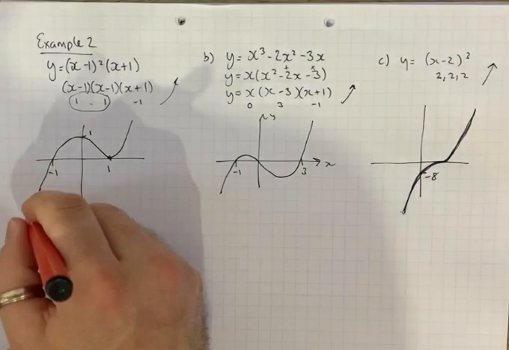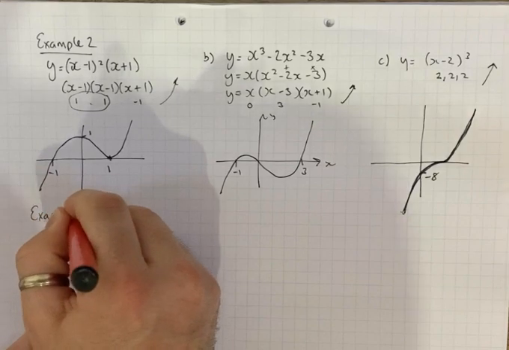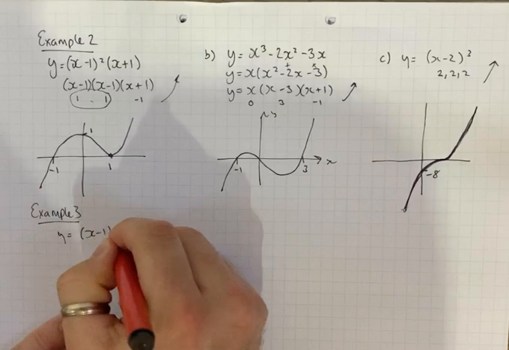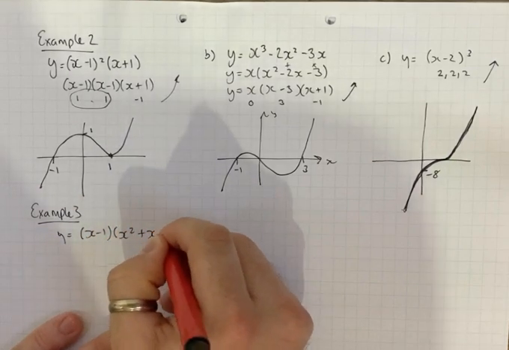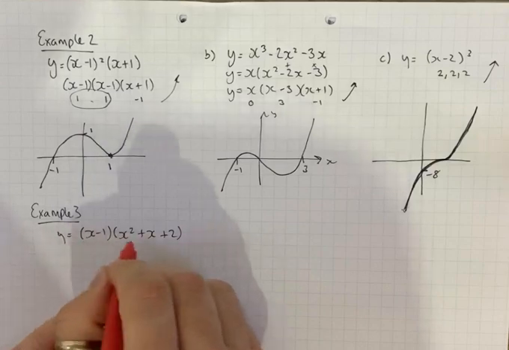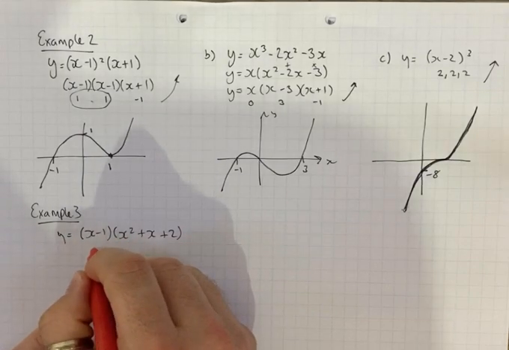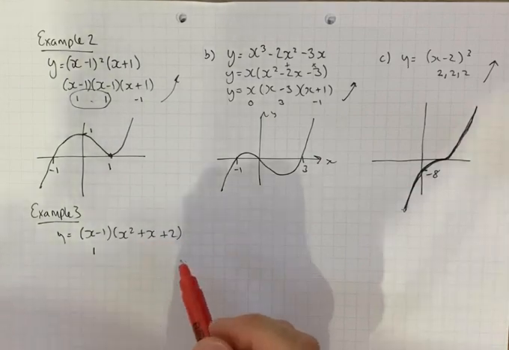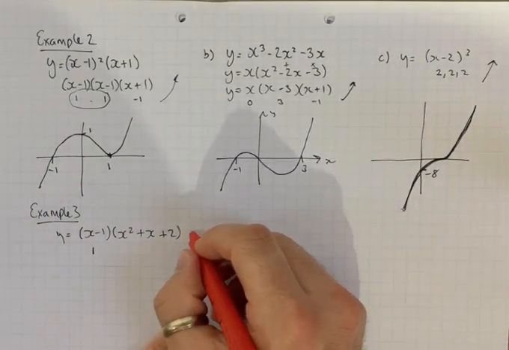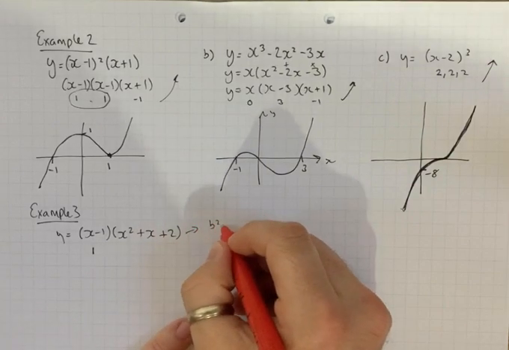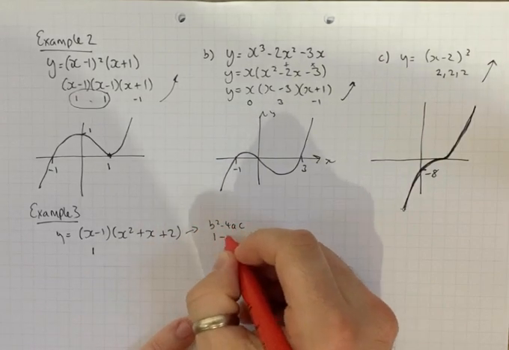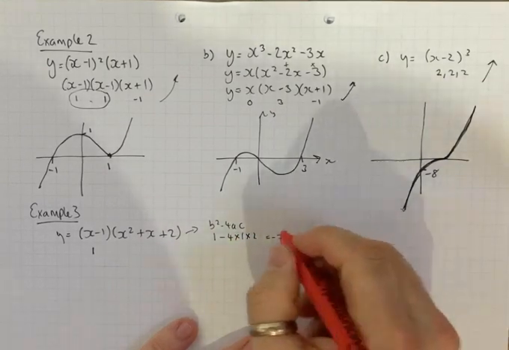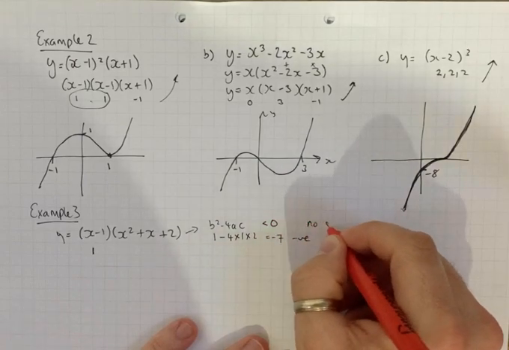Example 3, try and put down here. This time we're going to sketch the graph of the equation y equals (x take 1)(x squared plus x plus 2). So when this is equal to 0, when it crosses the x-axis, crosses the x-axis at 1, and then we need to make that equal to 0 and try and solve it. Now it won't factorise. The way you can prove it doesn't factorise is if we do b squared minus 4ac, we're going to get 1 minus 4 times 1 times 2, which is -7, which is negative. If b squared minus 4ac is less than 0, there's no solutions.